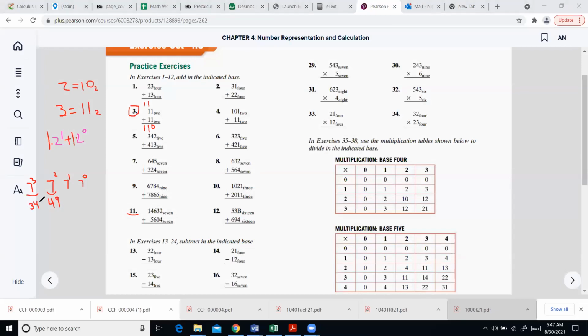Okay, so we're going to have 343. And as usual, we start with the last digits. Let's move it away so we don't get confused. So put 343.